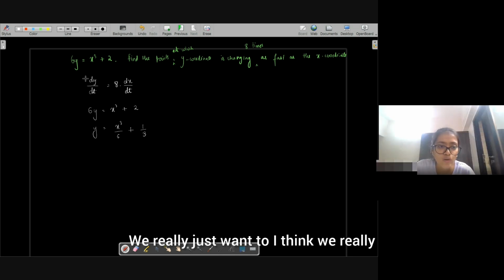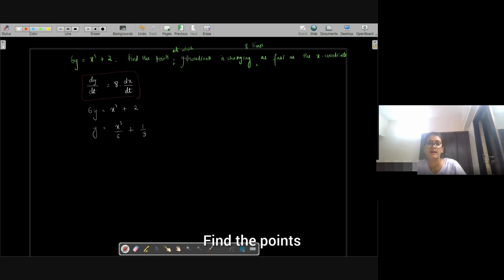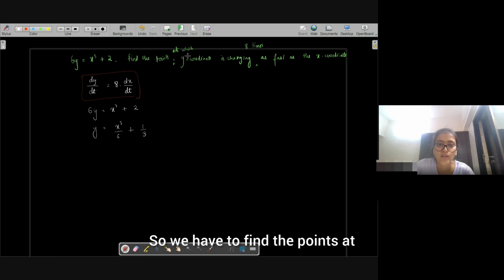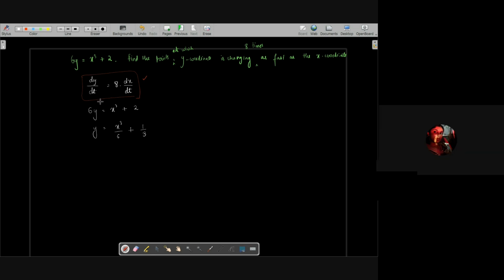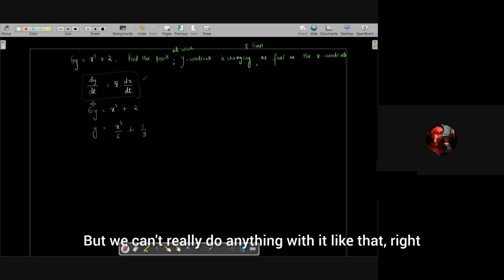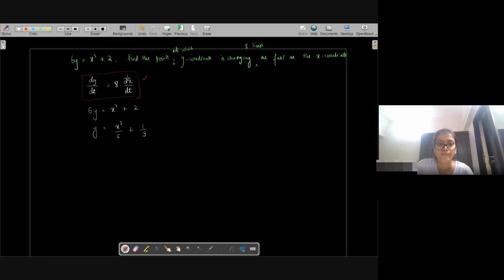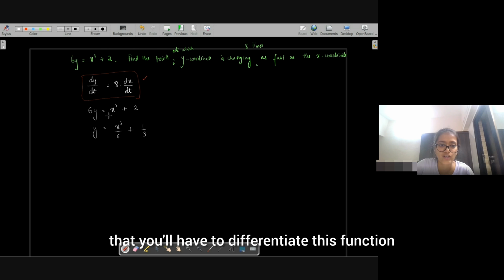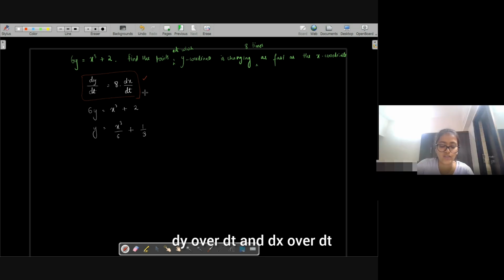I think we really want to solve this equation to find the values of x and y. Find the points. So we have to find the points at which this equation becomes true, for what values of x and y. But we can't really do anything with it like that, right? Not right now, but one thing is for sure, you'll have to differentiate this function. Then only we get dy over dt and dx over dt.